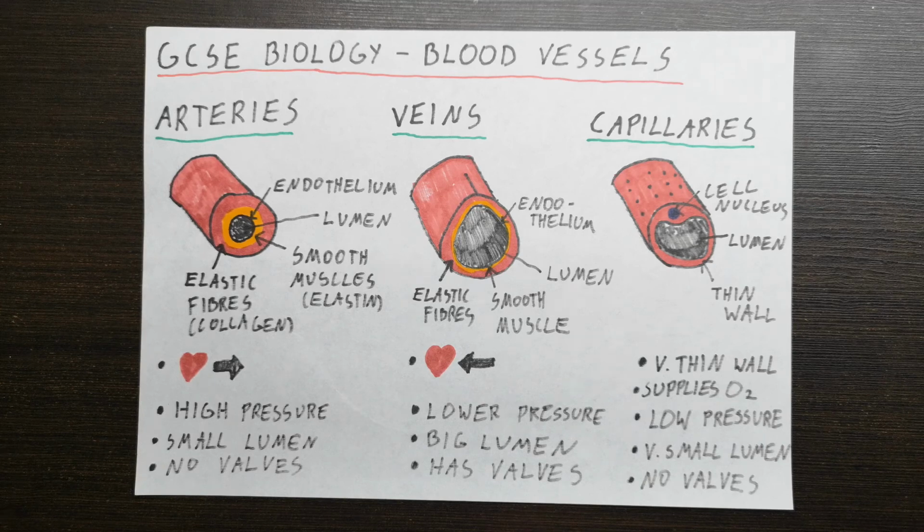So, first of all, we have arteries. Now, arteries are the blood vessels that carry the blood away from the heart. That's very important. They carry blood away from the heart. Heart pumps blood, and that blood will always go into arteries, and arteries will take it all the way up to the capillaries, which we'll cover later. But arteries carry the blood away from the heart.